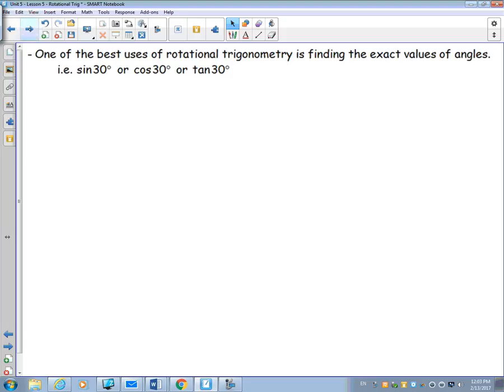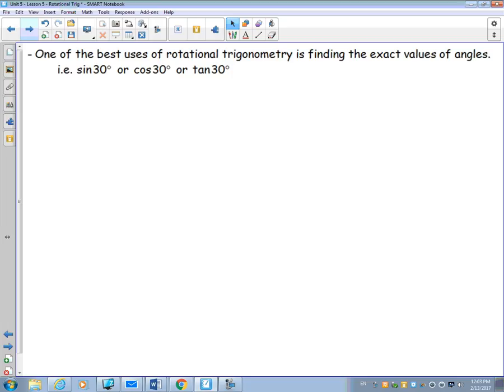Okay, last idea. How do we actually use this? The best use of this is to find exact values of angles. We don't have a calculator anymore. We can find the answer without using a calculator, in an exact way. So let's look at this example here: sine 30, cos 30, tan 30.